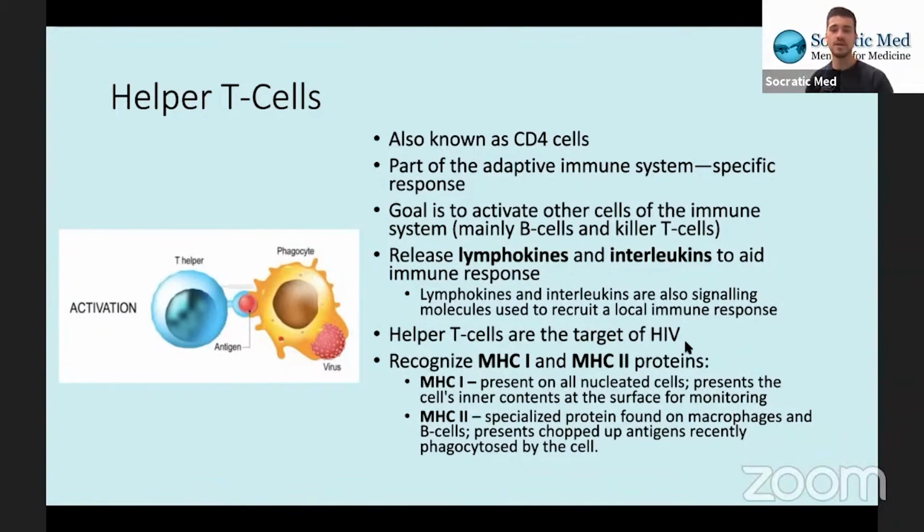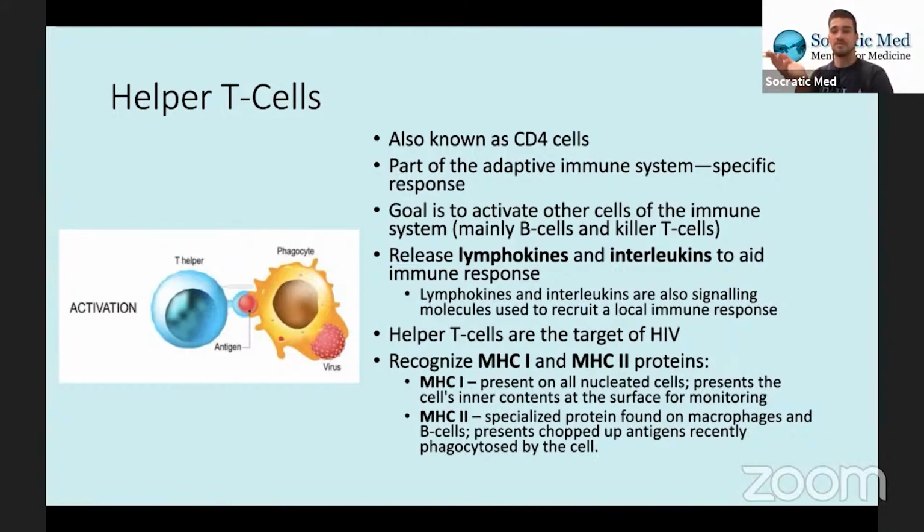The helper T cells recognize MHC1 and MHC2 proteins. I believe they mostly recognize MHC2 proteins, but have just recently been found to also recognize MHC1. So MHC1, they're just proteins that sit on the outside of the cell. MHC1 are present on all nucleated cells in your entire body. And what they do is they randomly take inner contents of the cell, chop them up, and display them on this MHC1 to the outside of the cell. So it's basically just sticking out the internal contents.